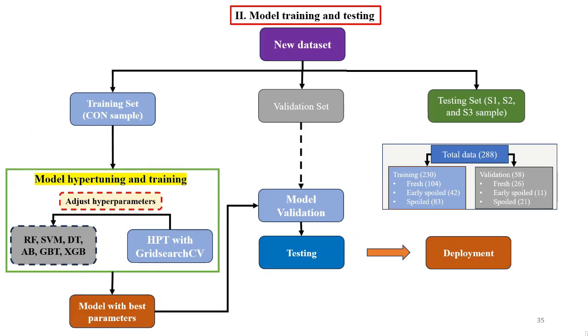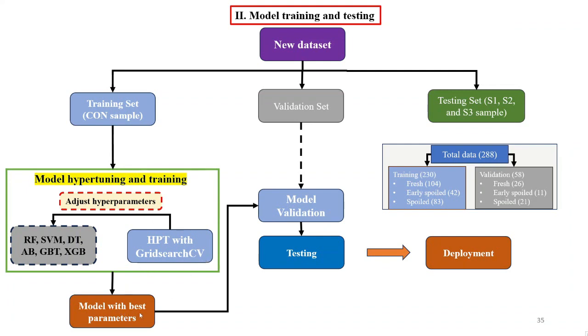Then we went for model training and testing. Using the new data set, we went for the training set. In the training set, we used the control sample. Similarly, the control sample data were used in the validation set also. When we went for this training set, we changed the model training parameters by adjusting the hyperparameters, and we employed RF, SVM, DT, AdaBoost, GBT and XGB, and hypertuning of parameters was done with grid search CV.